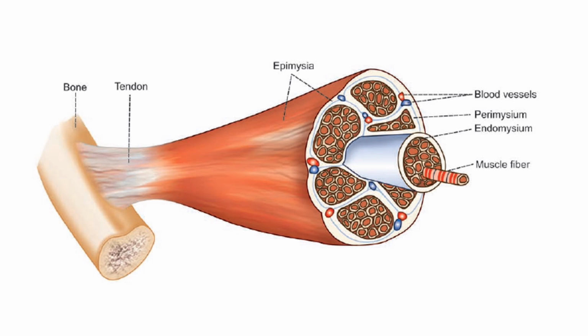Starting from the connection to the bone, muscles are anchored by tendons. Tendons are tough bands of connective tissue that transmit the force generated by muscle contraction to the bones, enabling them to move. Now let's explore the layers of the muscle. Epimysium is the outermost layer, a connective tissue sheath that wraps around the entire muscle, providing protection and structural integrity. Inside the muscle, you will find bundles called fascicles, which are surrounded by another layer of connective tissue called perimysium.